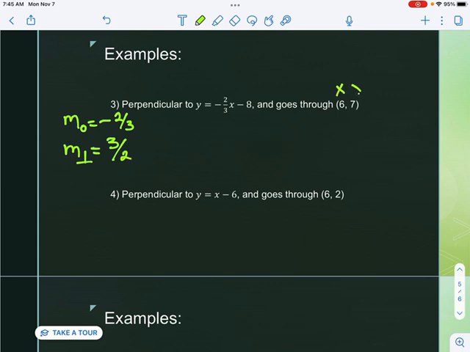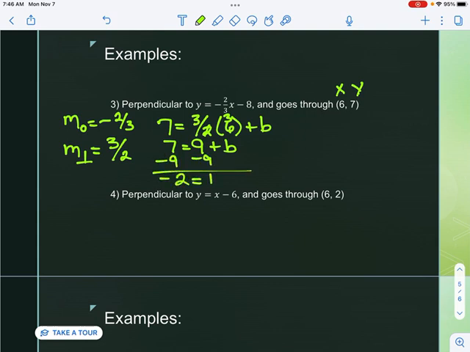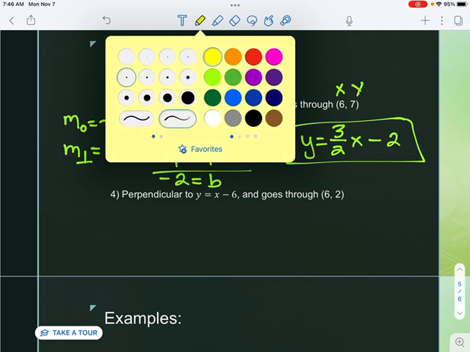I take my point, x comma y, and I plug that in. So I have 7 is equal to 3/2 times 6 plus b. That's going to give me 9. So 7 is equal to 9 plus b. I subtract 9 from both sides. So negative 2 is equal to b. So now my equation would be y equals 3/2 x minus 2. And there is my equation.